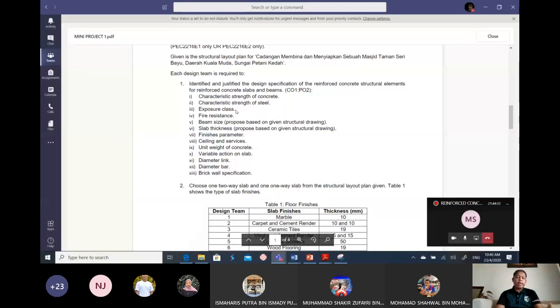So ada yang tak ada. Contohnya for beam tak perlulah ada variable action kan. So variable action is on slab. So you have to do your own table specification.